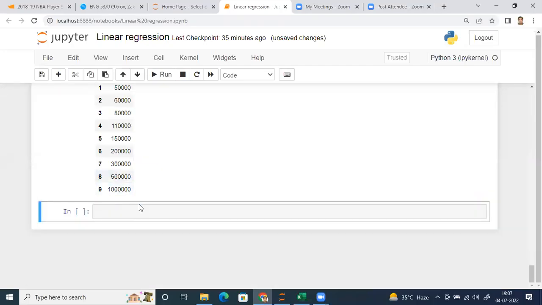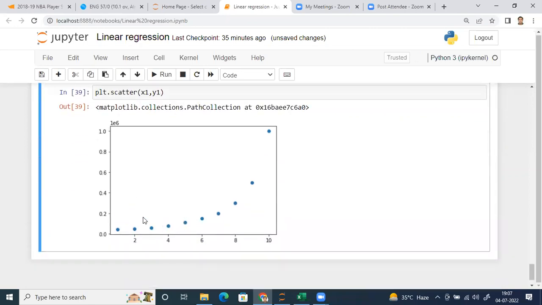Now, if we try to plot the relationship between them, let's see what kind of graph we will get. plt.scatter(x1, y1). So can it be guessed by a straight line, everyone? Please see properly. Can we guess the relationship? No, it will not be able to.